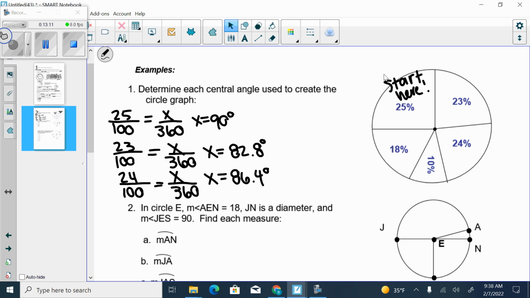All right. Then we got this smaller piece down here, 10%, which is 10% out of 100%, and we want to know how much that is out of 360. 36. Very good. All right, and then last piece, 18% out of 100% is how much out of 360? Good.